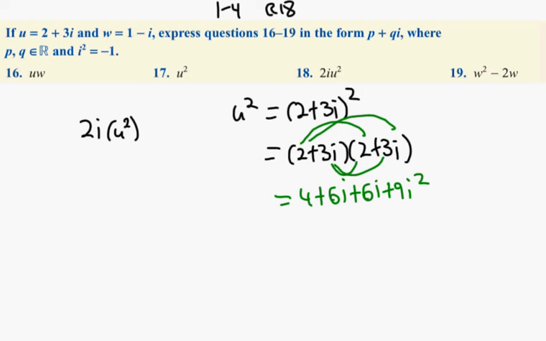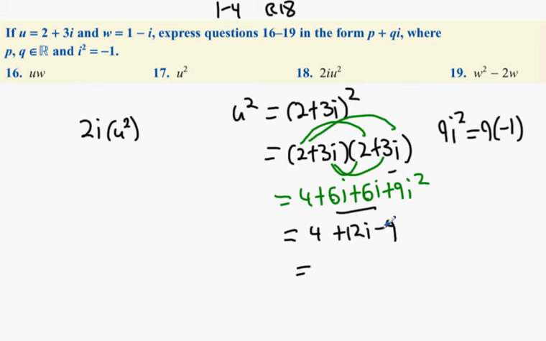Then what happens next is the 9i squared is the same thing as what guys? 9 times minus 1, which is the same thing as minus 9. So it's 4 plus 12i minus 9. Finally, 4 minus 9 is minus 5 plus 12i.